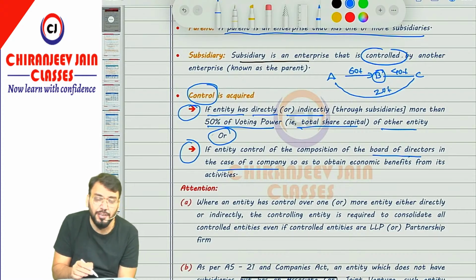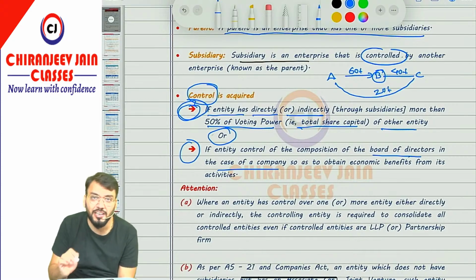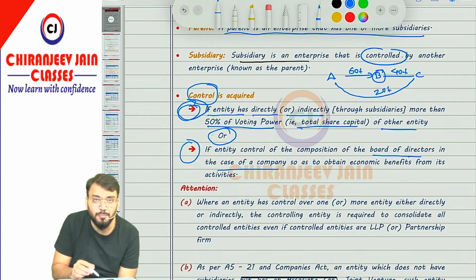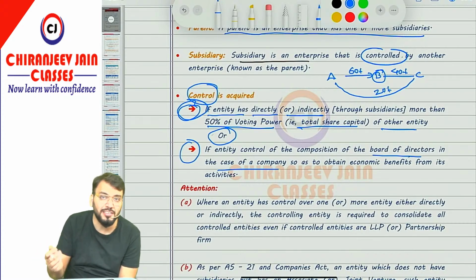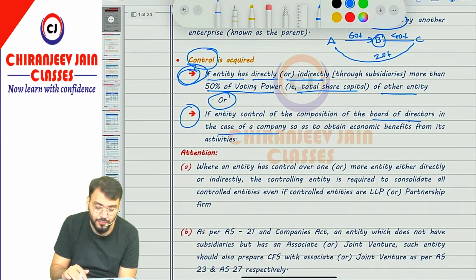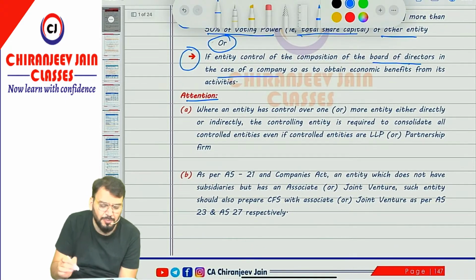However, from exam point of view, the first condition is more important than the second condition. So if in any question a company is holding more than 50% share capital of another entity, it means there is a control. Understood? There are some special points.